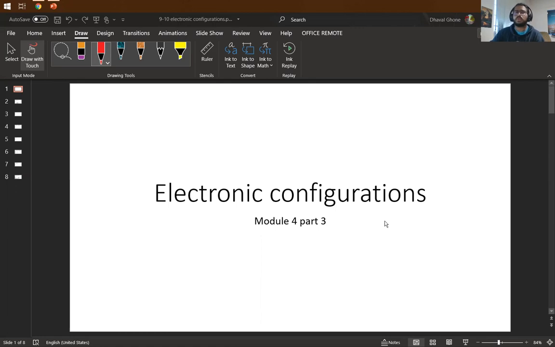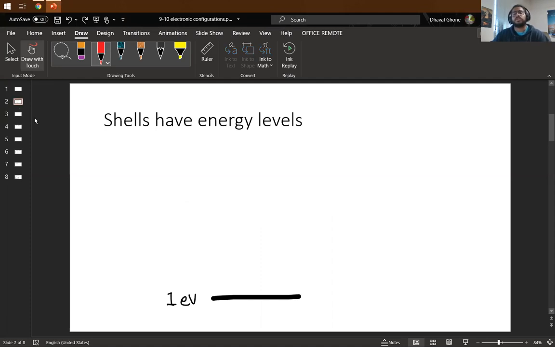Awesome. So I'm going to start with the first slide. I was going to talk about shells having energies. In the last session before the exam review, we discussed how electrons are localized in shells around the nucleus and not just anywhere randomly. Every shell, which has numbers, shell number 1, 2, 3, 4, as we go on, has different energy levels. So shell number 1, where n equals 1, has the energy level of 1 electron volts.